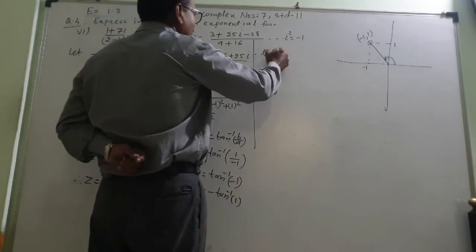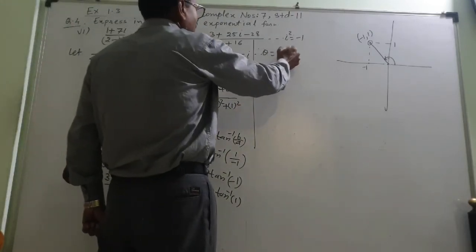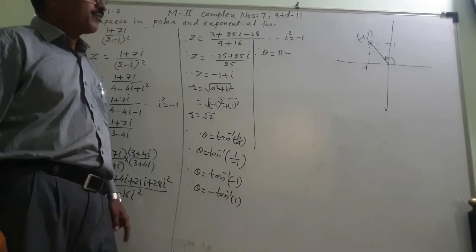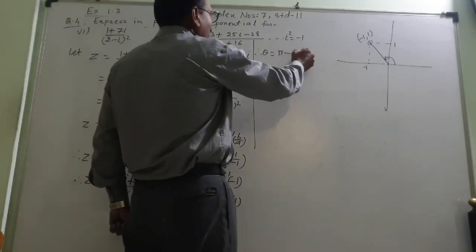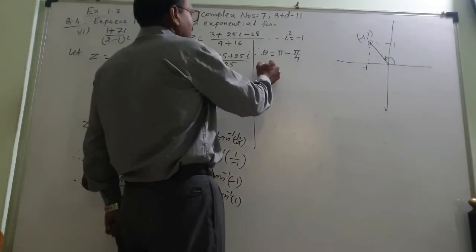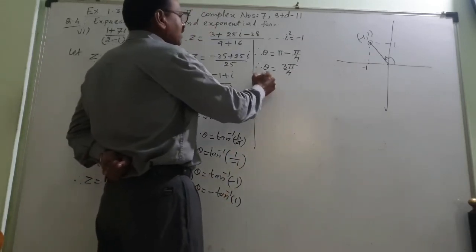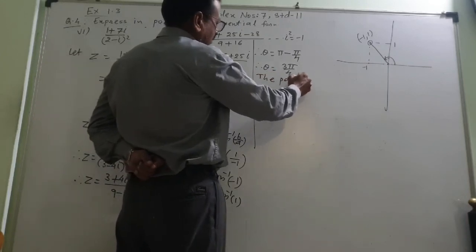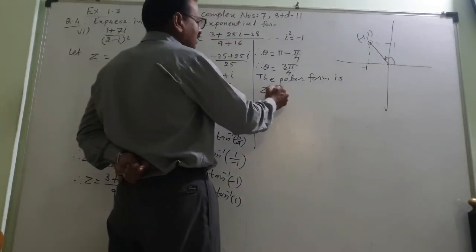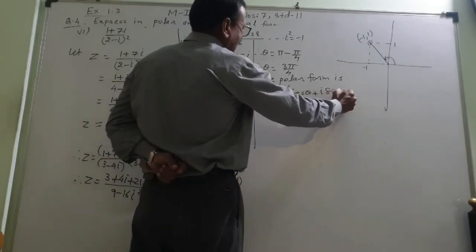Therefore theta is equal to, in one sum I have told you, if it is minus, then I will write pi minus. Tan inverse of 1, tan is 1. When theta is equal to pi by 4, pi by 4 means 45 degree. Tan of 45 is 1. Therefore, theta is equal to 3 pi by 4. The polar form is, what is that polar form? Z is equal to r into cos theta plus i sin theta.